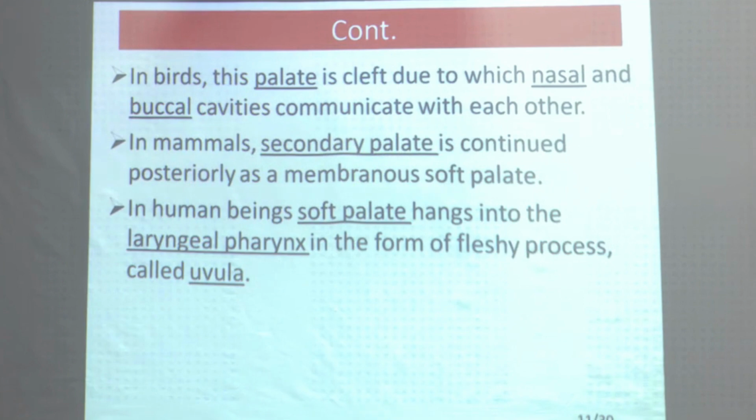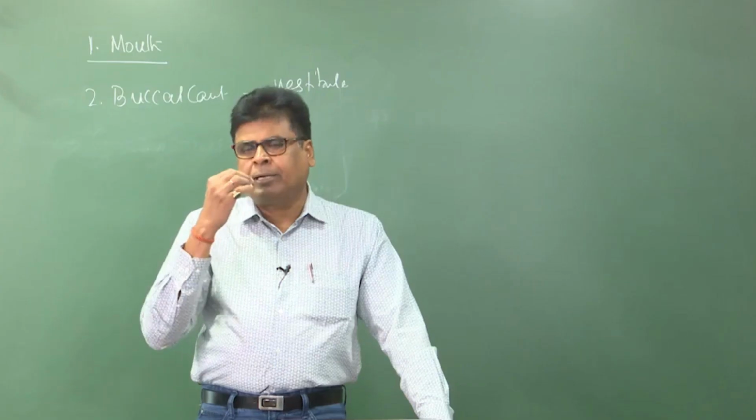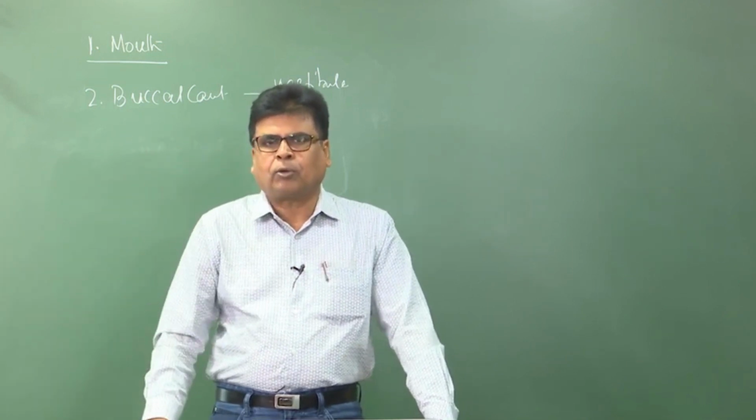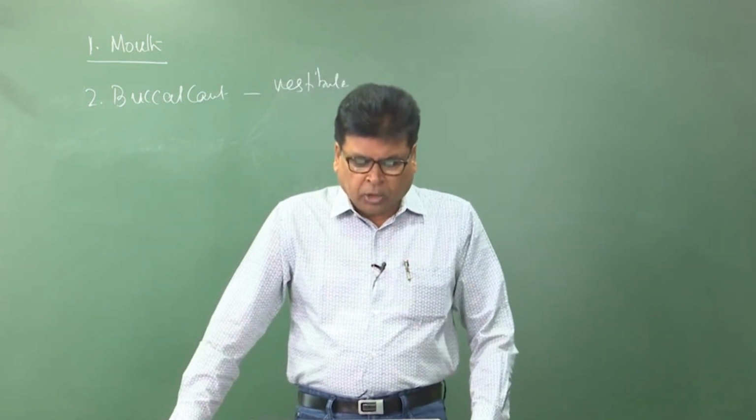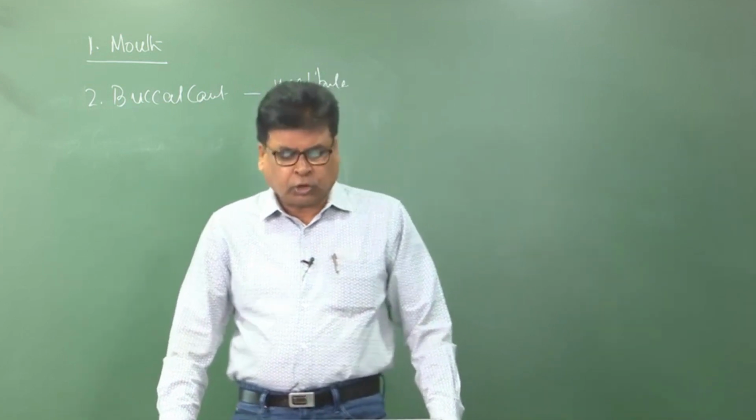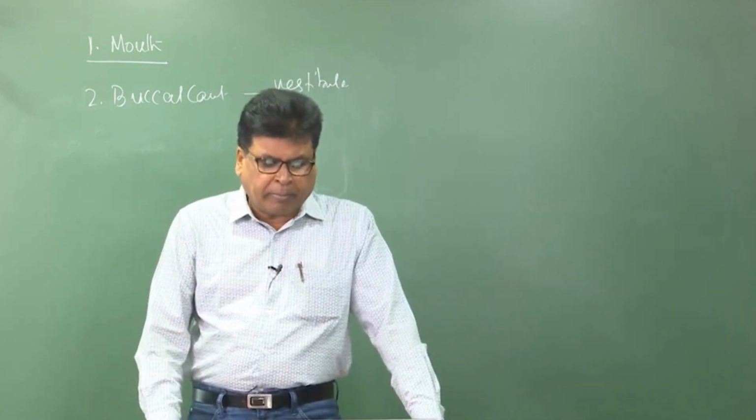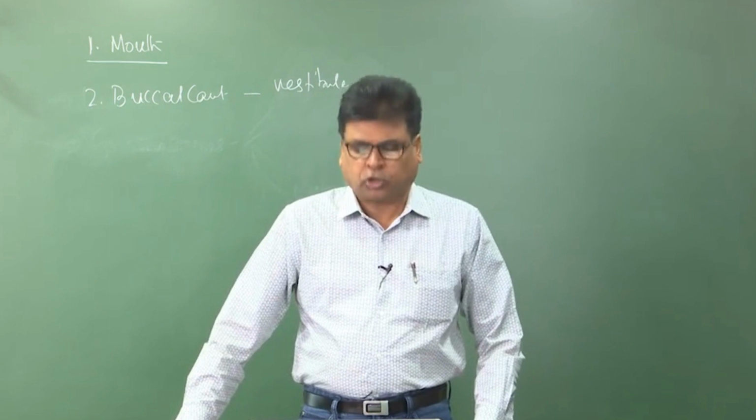Then come to the next point. In birds, this palate is a cleft, due to which the nasal and buccal cavities communicate with each other. In mammals, the secondary palate is continued posteriorly as a membranous soft palate. Imagine your own palate: posteriorly it forms a fleshy structure known as the uvula.